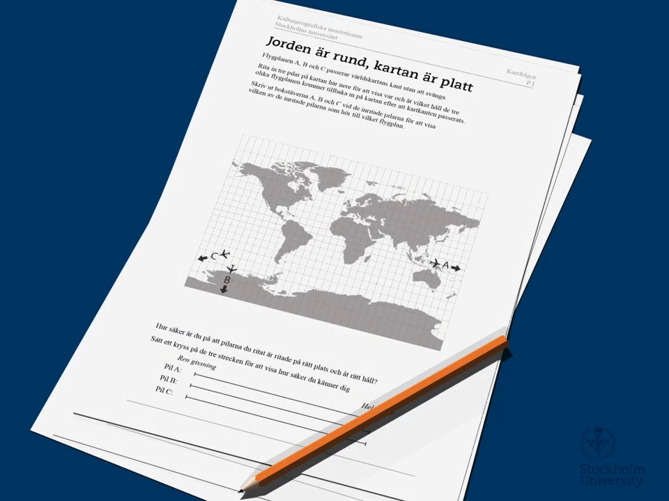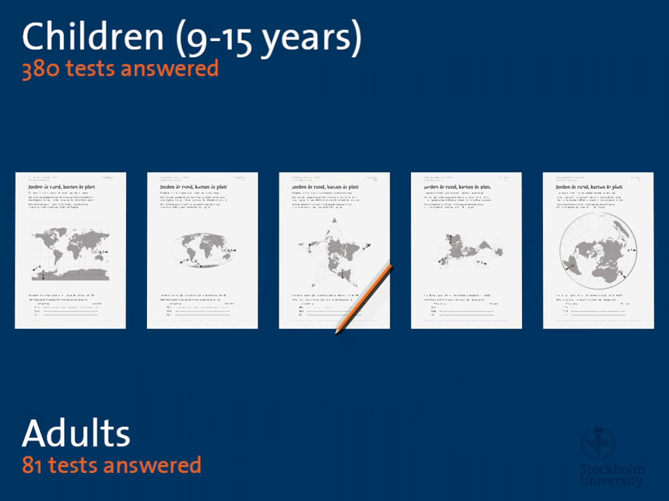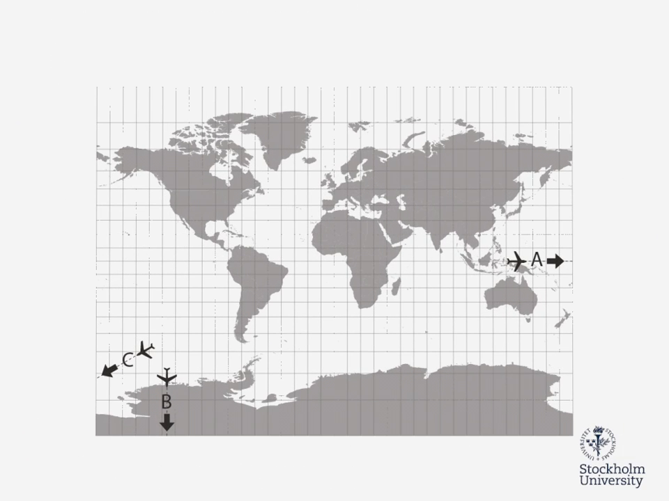To test the hypothesis of linear peripheral continuity, I constructed a questionnaire that I gave to 670 children aged 9 to 15 years and to 82 adults. The majority of the adults had studied some cartography at university level. The questionnaires used 5 different world map projections, and each of the respondents was only given one questionnaire with one type of world map projection. The respondents were asked to find location and direction for 3 airplanes after they crossed the edge of the world map.